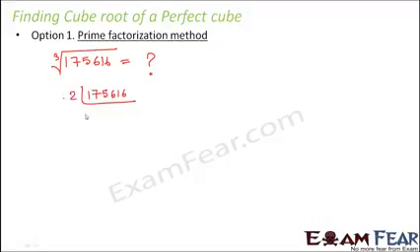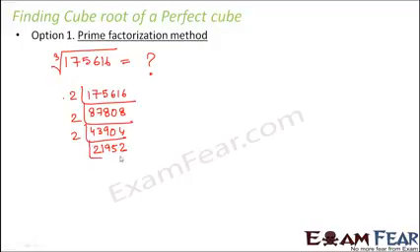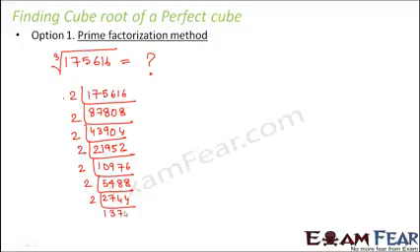The first number that divides it completely is 2. So in this fashion, you continue the prime factorization. Once you complete the prime factorization, what do you see?